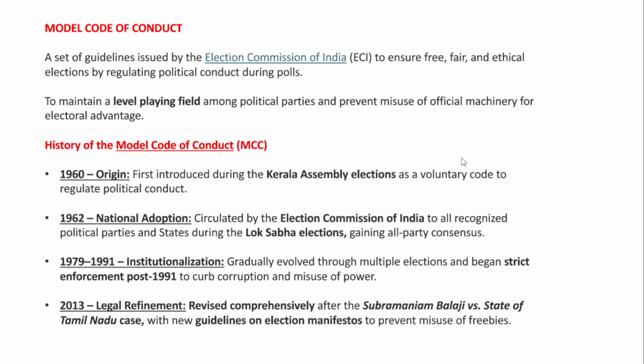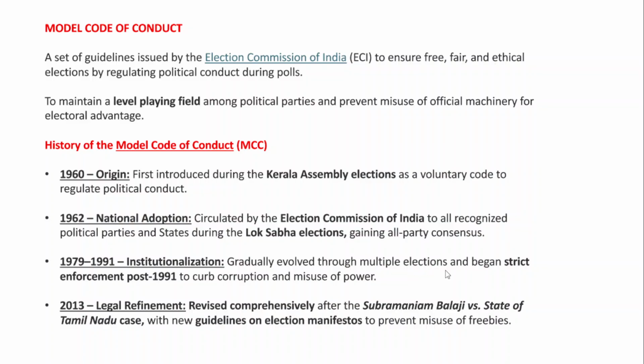However, in the year 1962, it was adopted at the national level, and it was circulated by the Election Commission of India to all recognized political parties and states during the Lok Sabha elections, gaining an all-party consensus in the year 1962. From 1979 till 1991, there was an institutionalization of the Model Code of Conduct, because the MCC, which is otherwise called Model Code of Conduct, gradually evolved through multiple elections.